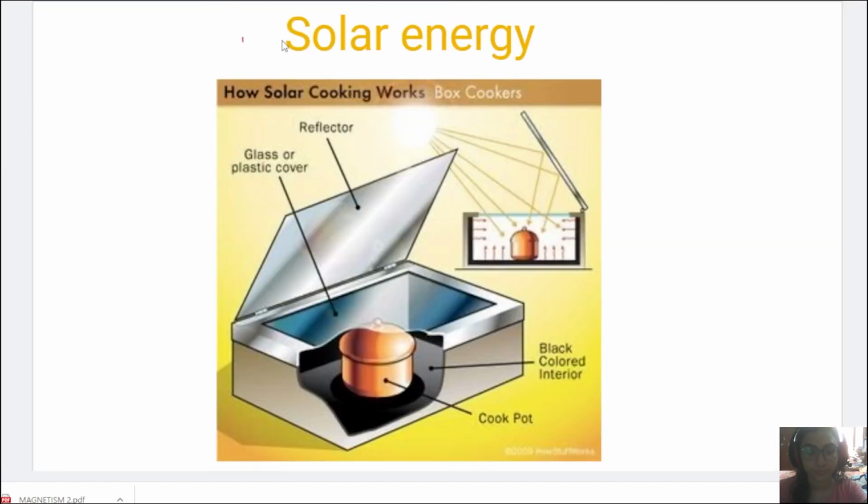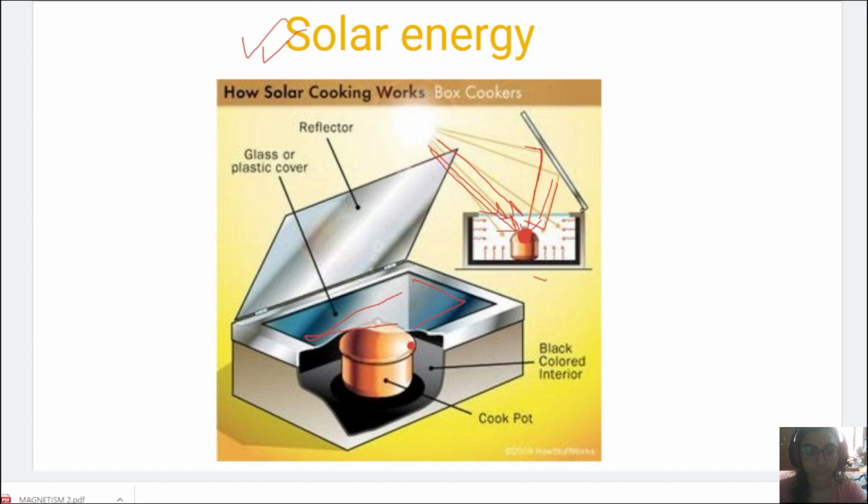Now we talk about solar energy. It is also a very interesting concept. So solar energy means the energy directly coming from the sun. What is happening here is that the rays of the sun are reflecting through a shiny surface here, and due to the reflection and the direct concentration of light rays, not directly, there is actually a thin glass or a plastic cover present. So due to this, heat energy is being concentrated, and this heat energy is being used to cook the food.